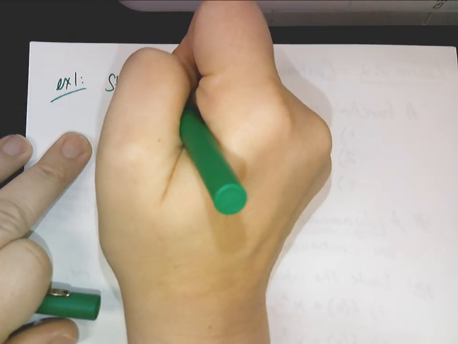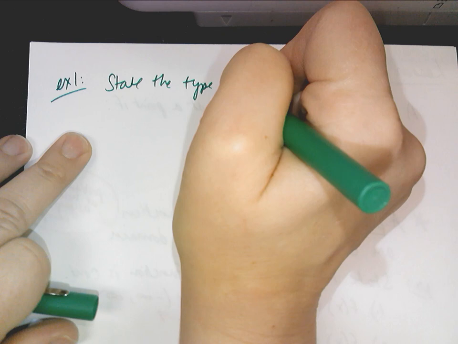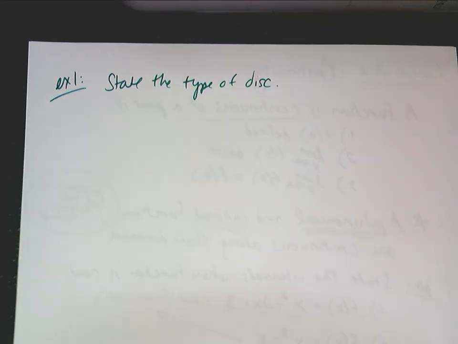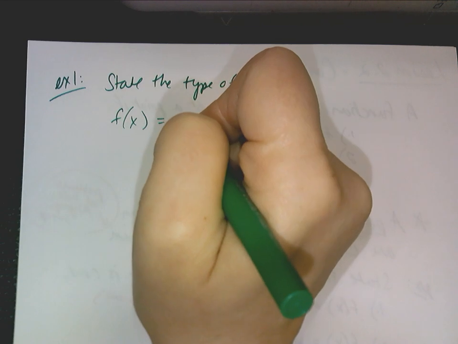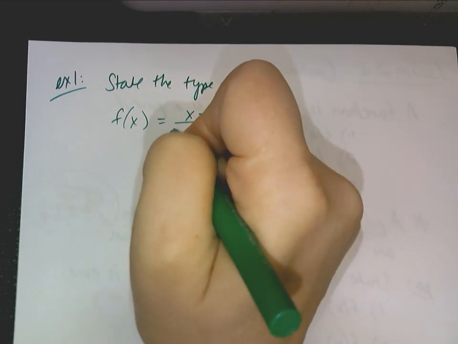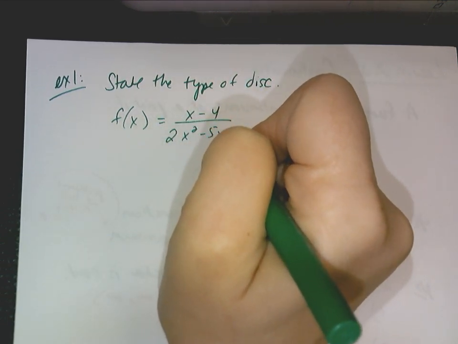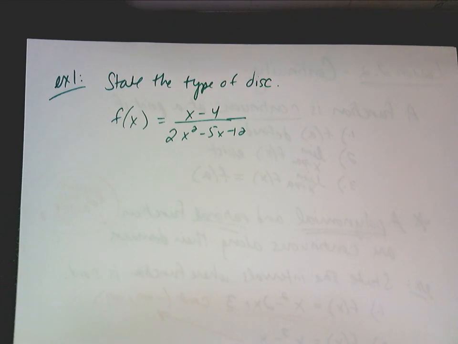State the type of discontinuity. So we already know there's a discontinuity somewhere going on. They're going to give you a function. 2x squared minus 5x minus 12 over... I'm bringing this back because I can't believe how many people still don't know how to factor this.